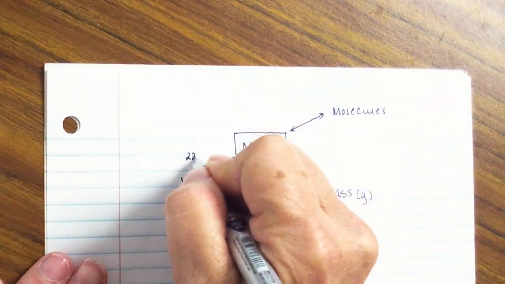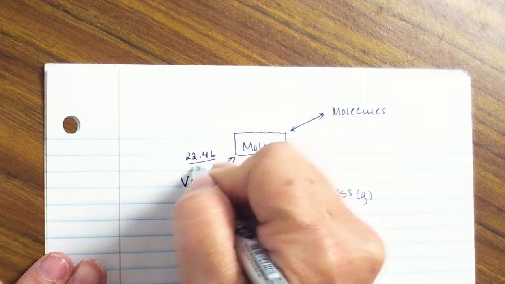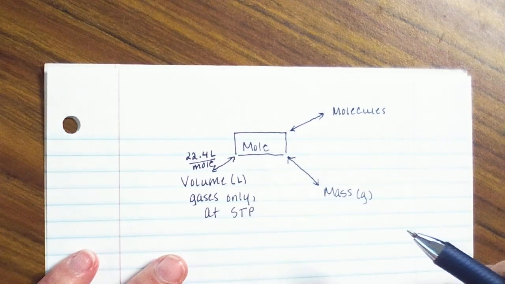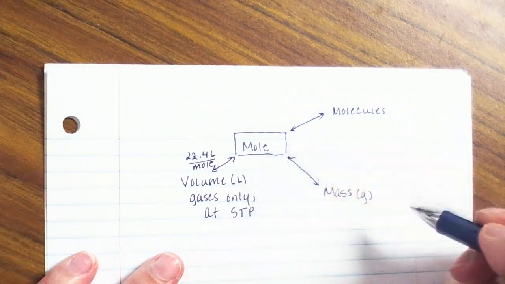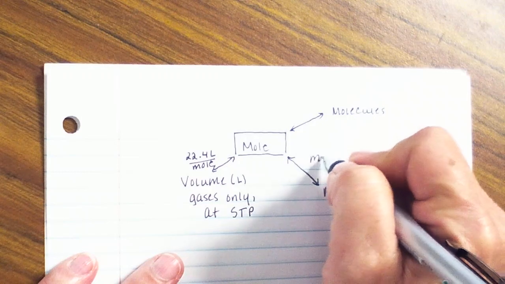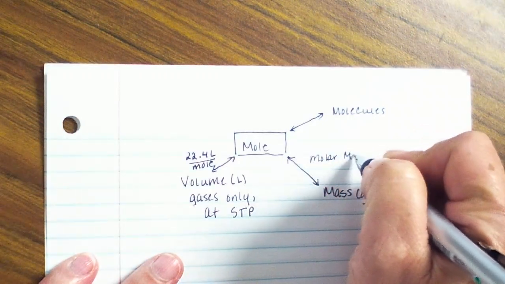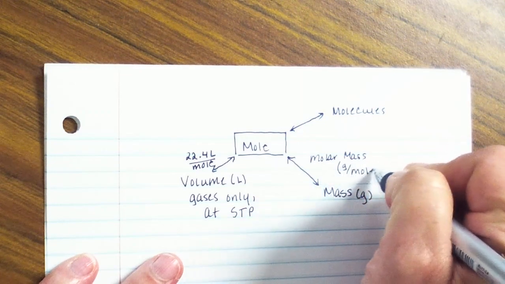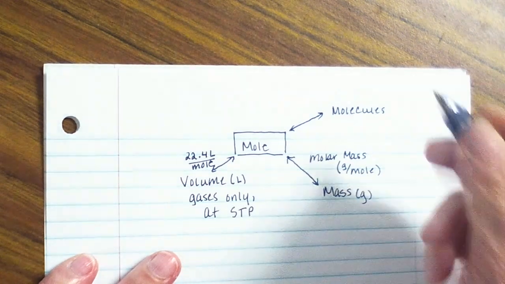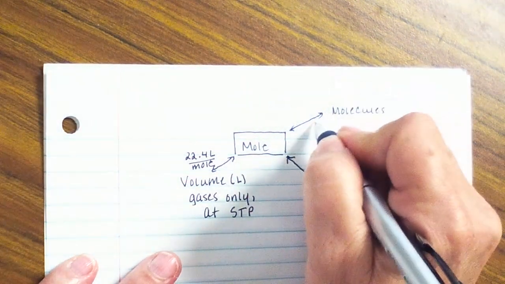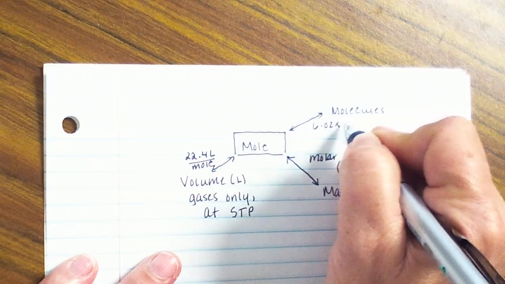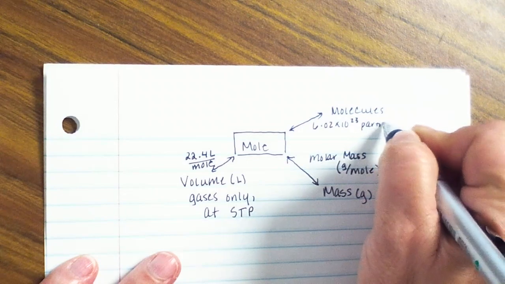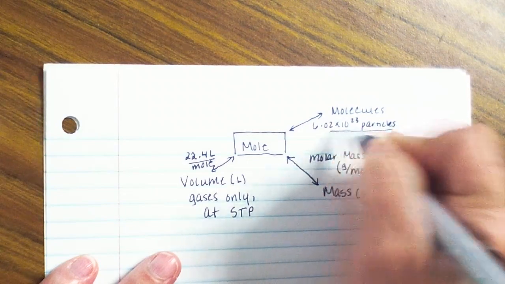So 22.4 liters per mole, that is the conversion between volume and moles. And then between moles and mass is molar mass, which is in grams per mole. So that's how you would convert between mass and mole. And then between molecules and moles, you would use Avogadro's number, 6.02 times 10 to the 23rd particles per mole.